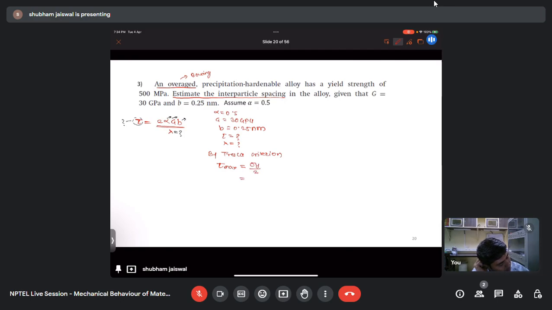So we have sigma y as 500 MPa. So 500 divided by 2, so tau max is 250 MPa. Okay. So now we have tau max and alpha Gb, so we can determine the value of lambda. Please tell me the value of lambda, guys.